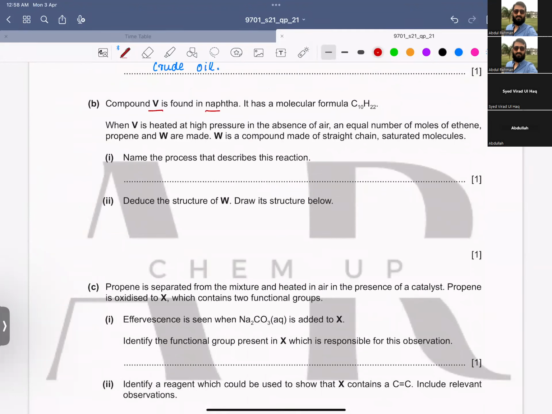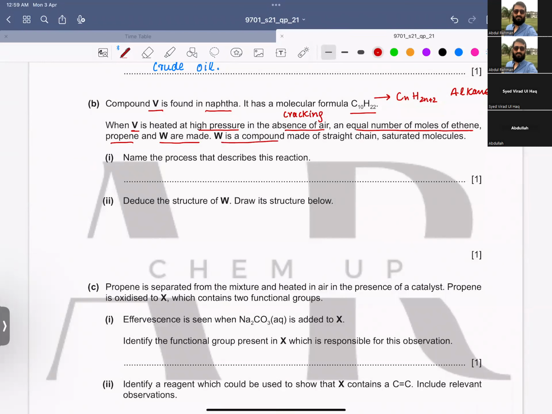Compound V is found in naphtha and it has a molecular formula of C10H22. So if you look at its molecular formula, it is CnH2n+2. So I can easily conclude that it must be an alkane. V is heated at high pressure in the absence of air. An equal number of moles of ethene, propene, and W are made. Okay, so absence of oxygen and we are getting a smaller product. It means that the cracking is performed over here.